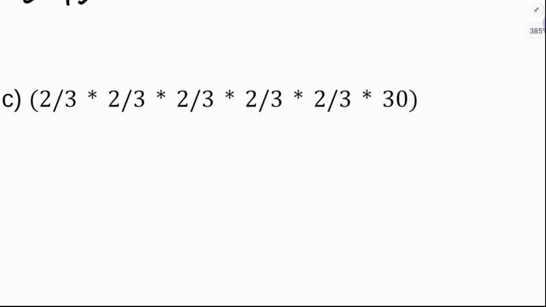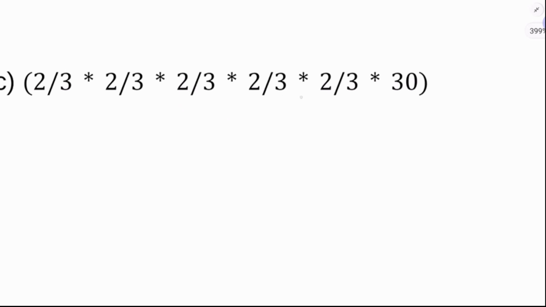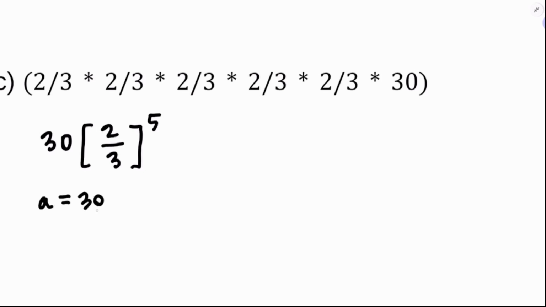This one here, I've got a bunch of 2/3s and then a 30. So I'm going to hold the 30 off to the side, and I'm going to count the number of 2/3 fractions I have. So that's 1, 2, 3, 4, 5 of them. I'm going to write that as 5th power. I'll just copy down exactly what I was given on my paper. So I've got 30 times 2/3 to the 5th: a is 30, b is 2/3, and c is 5.